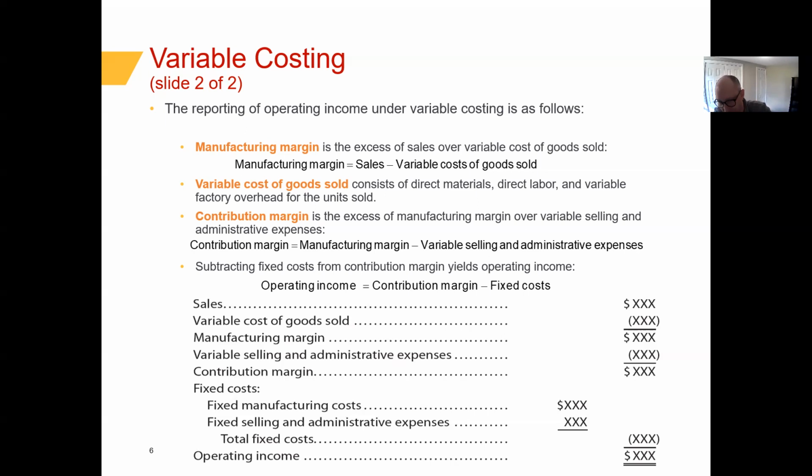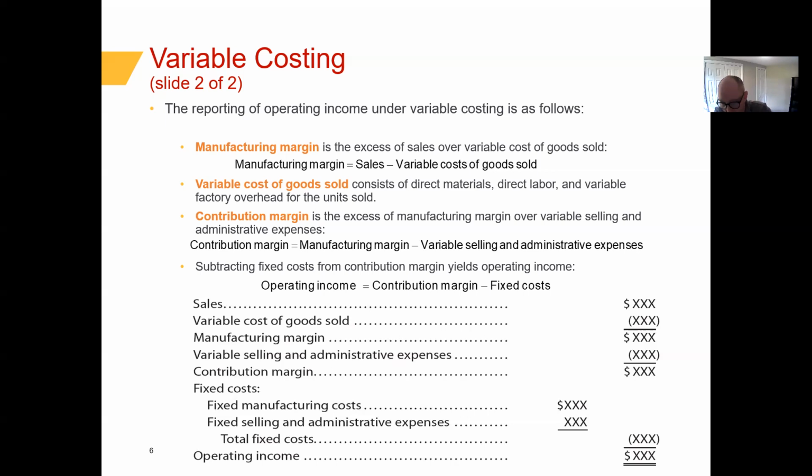manufacturing margin minus variable selling administrative expenses, because we know that there's both variable and fixed selling administrative expenses, but we're only concerned about variable under variable costing because, again, the concept of variable means that it changes with the level of output. So sales minus variable cost of goods sold equals manufacturing margin minus variable selling administrative expenses equals contribution margin.